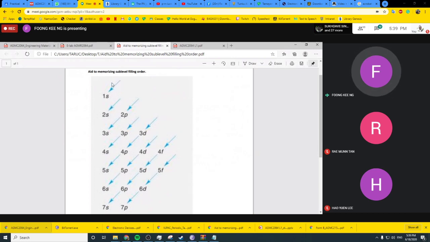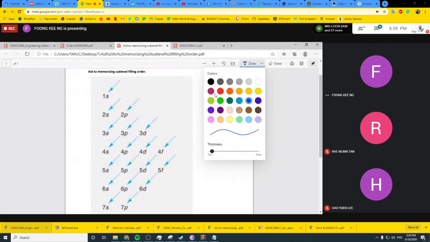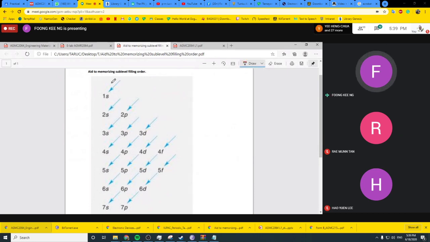Are you clear? So the technique is, number one, you have the arrow here. Basically, start from 1S. You see how I use my arrow, 2S. Then I come to 2P. Sorry, a bit tricky. 3S. Then you come to 3P. 4S. You see? 3D. 4P. 5S. You come to 4D. 5P. 6S, and so on.